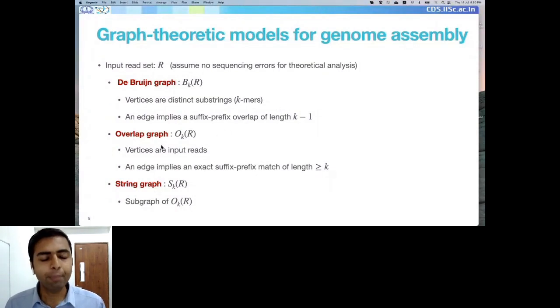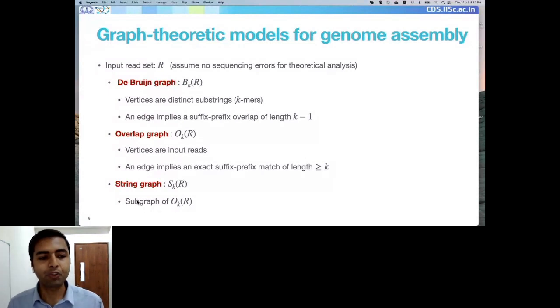Now, in the overlap graph, on the other hand, vertices are the input reads themselves, and an edge implies an exact suffix-prefix overlap of length greater than or equal to k. So k is a parameter that we are using here in the subscript. And yeah, so an edge implies an exact suffix-prefix overlap of length greater than or equal to k.